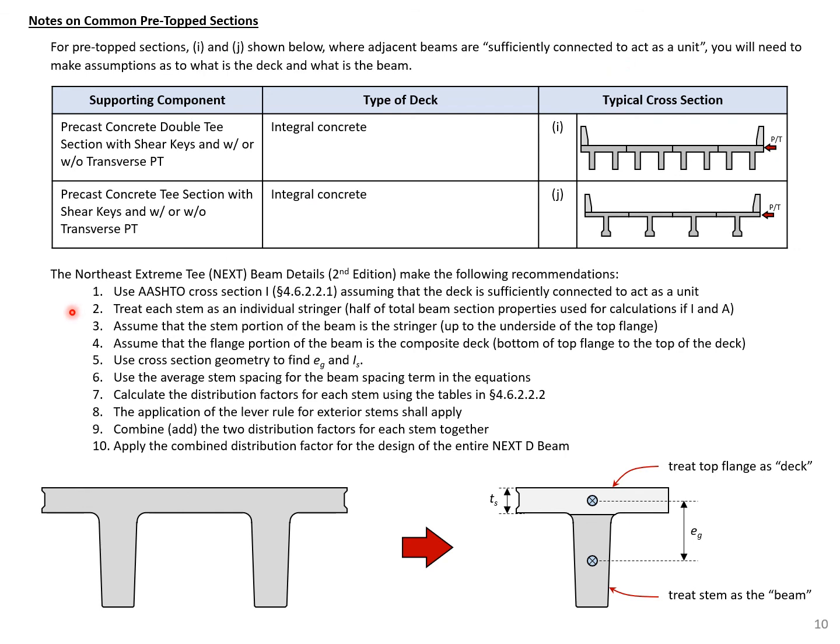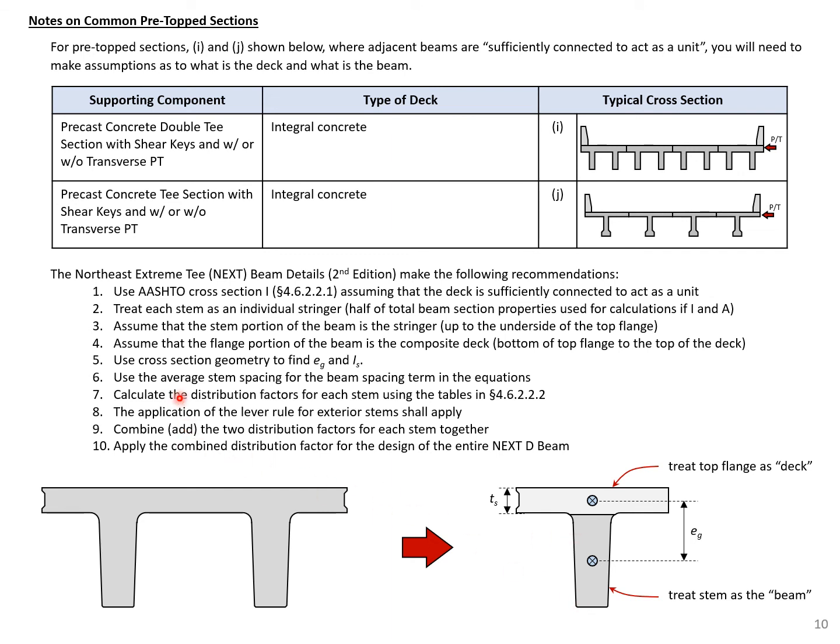We can treat each stem as an individual girder, and the stem portion is going to be the stringer of the beam, and the upper portion of that is going to be the composite deck. So you can see this section here we can use to find the I, the moment of inertia, and the eg, the distance between our stem and the center of the slab. We have our slab thickness is just the thickness of our top flange. And then we can also find our gross area and our other necessary properties from our geometry for the NEXT beam or the stem of the NEXT beam.